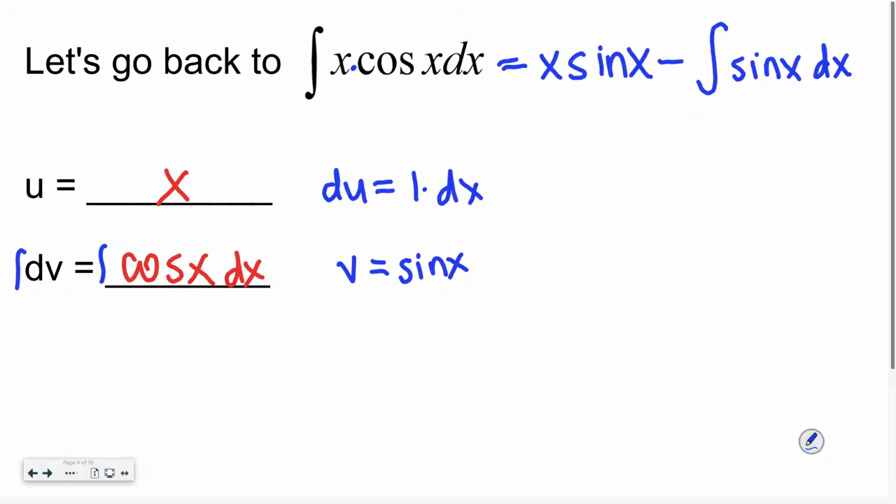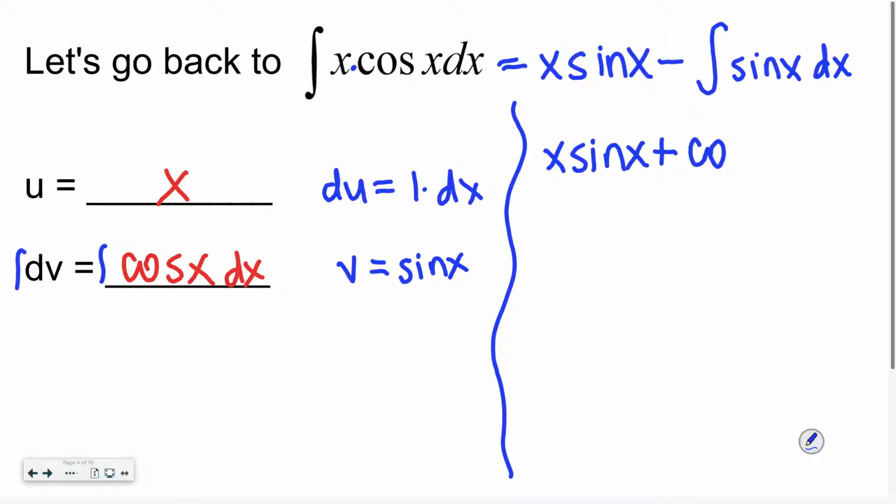Can we now do this integral? So we have x sine of x minus the antiderivative of sine, negative cosine, and then we'll put our plus c when we evaluate that v du integral.